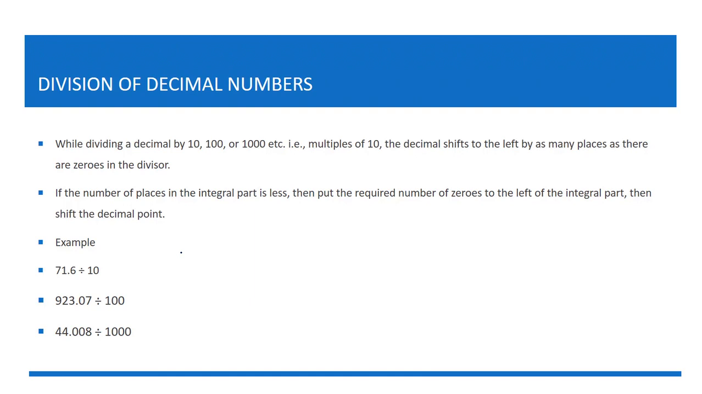Suppose you take 71.6 divided by 10, what happens here? Let us check. 71.6 divided by 10. There is only one 0 here, so just move the decimal one place to the left. So 71.6 divided by 10 gives 7.16. What we did was just move the decimal place.